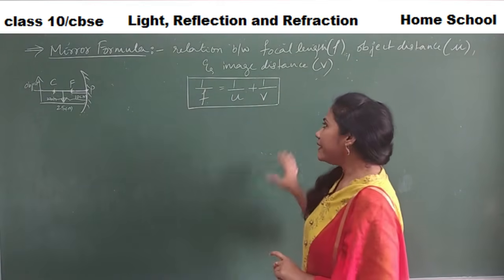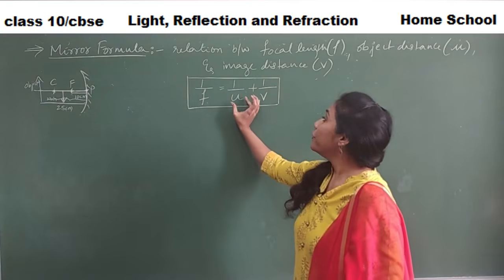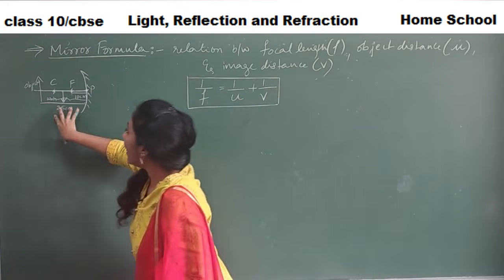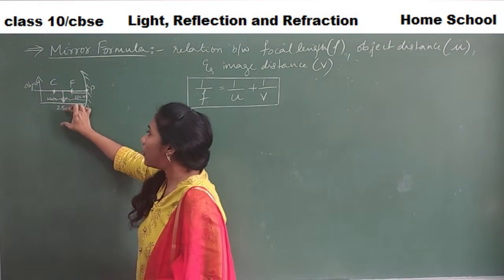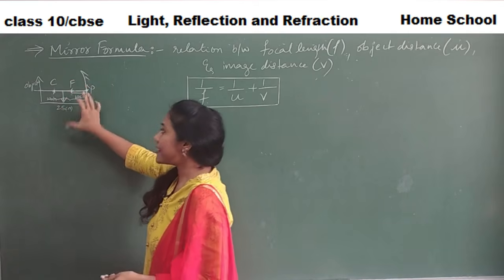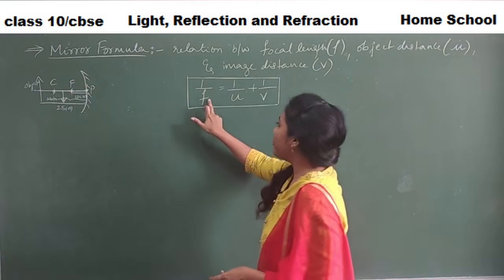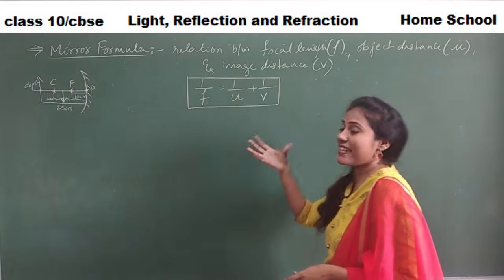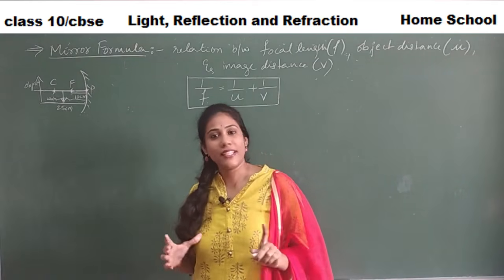Say in a question, normally the focal length will be given, u, that is the object distance, will be given, and v, that is the image distance, where the image is formed, at what distance exactly the image is formed, you have to calculate. So f will be given, u will be given, and the image distance you have to calculate. Clear? Let us see numericals on this concept.